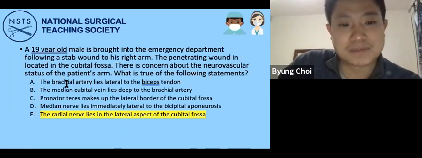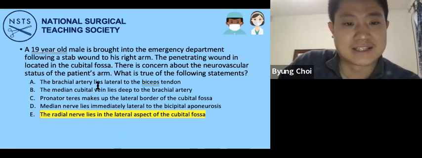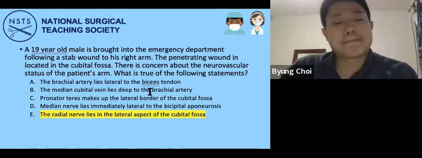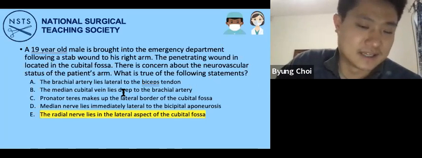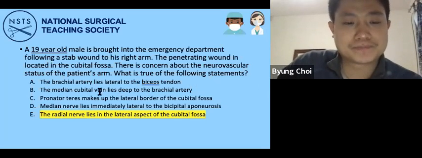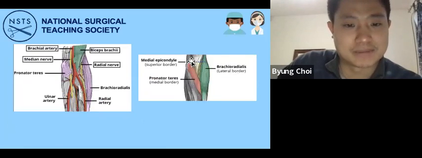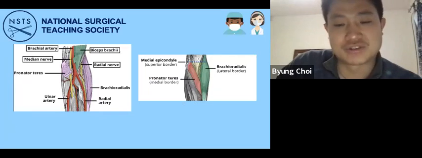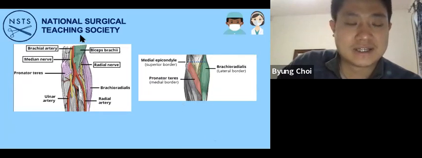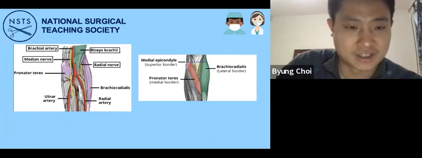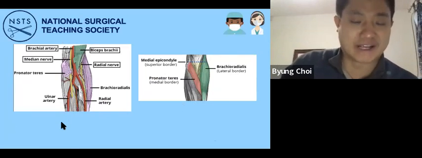A isn't correct, because the brachial artery, as we saw in that image, lies medial to the biceps tendon. The median cubital vein lies deep to the brachial artery? Well, the artery is deeper than the vein, isn't it? And we know that. Pronator teres makes up the lateral border? As we saw with the boundaries here, pronator teres makes up the medial border. And option D was median nerve lies immediately lateral to the bicipital aponeurosis, but actually it has a very close association with the brachial artery and lies immediately medial to the brachial artery.